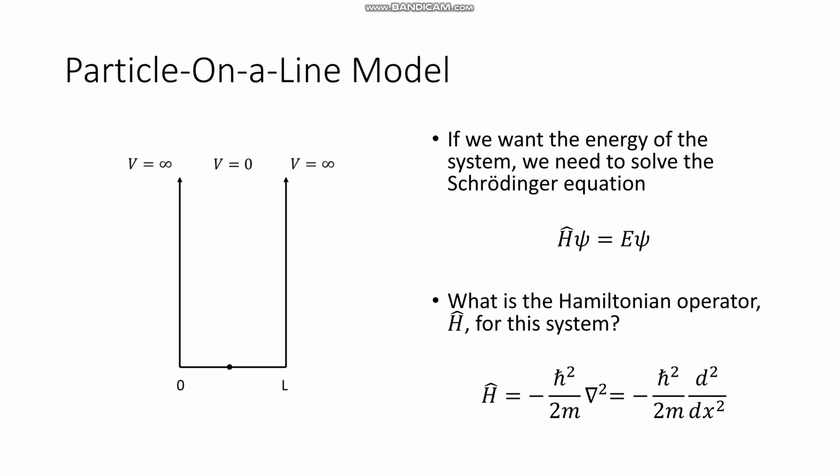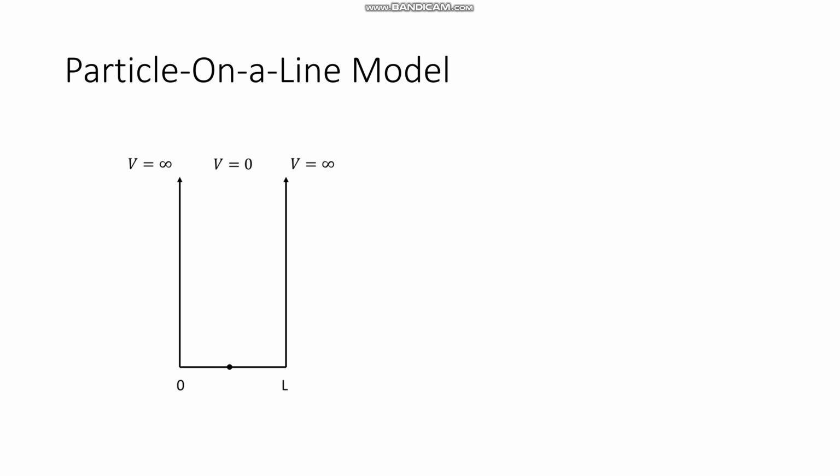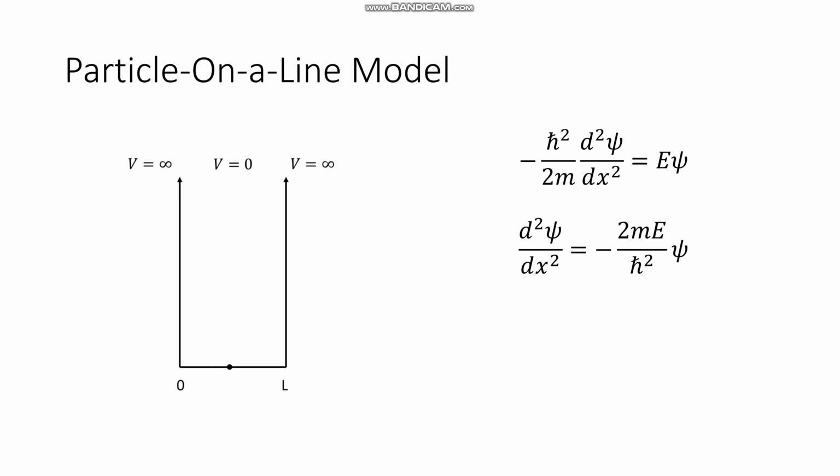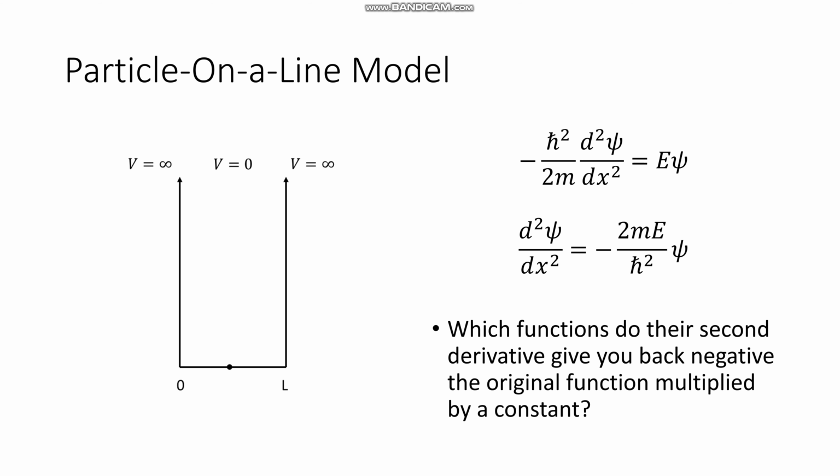So if we were to substitute the Hamiltonian operator into our Schrodinger equation, we would have this. And we need to solve for psi. We need to solve this differential equation. So let me ask you this. Which functions have a second derivative that gives you back the negative of the original function multiplied by a constant?